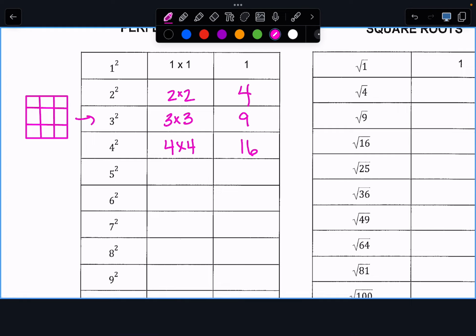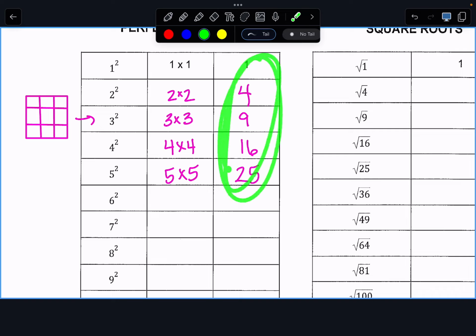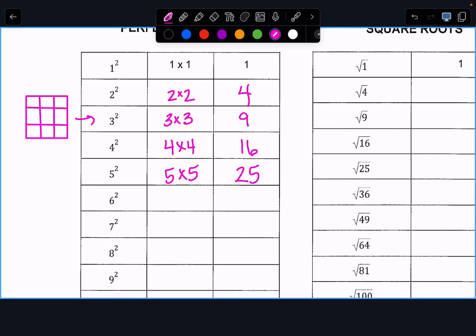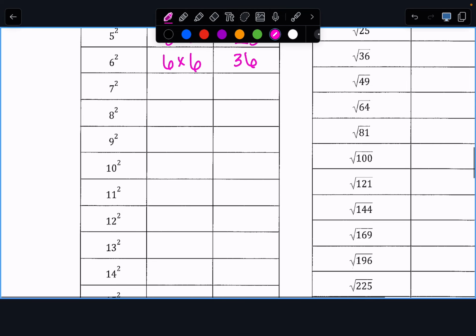All right, 5 squared means 5 times 5, which is what? 25. So these numbers that we're writing in this column up here that I just circled, those are our perfect square numbers. 9 is a perfect square. 16 is a perfect square. Okay. 6 squared means 6 times 6, which is what? 36. 7 squared means 7 times 7, which is?